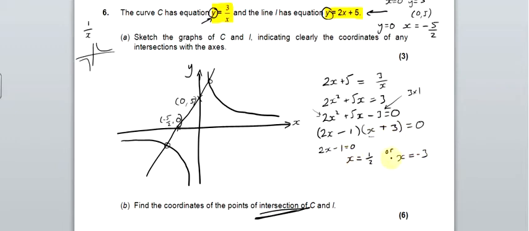Now, those are my x coordinates, I need my y coordinates, and I'm going to get them from either equation. I'm going to pick this one here, so y is 3 divided by x, so y is 3 divided by a half, and that's 6. So that's my first intersection.